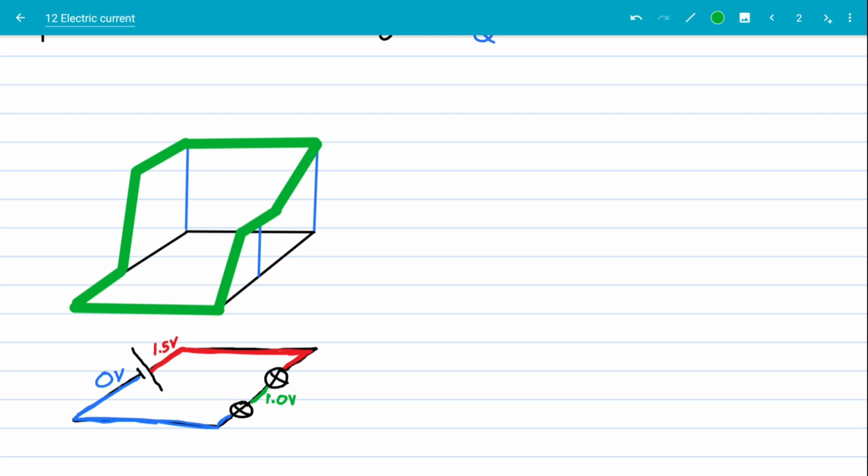Now that is about as good a diagram for this as I'm going to be able to draw in 3D, and I'm actually quite happy with how that's come out. If you're not happy with that, tough. So let's label some bits then. We've got 0 volts down here. We've got 1.5 volts up here. And here we drop down, so it's less steep, this bit here. We drop down to this level, which is 1.0 volts.